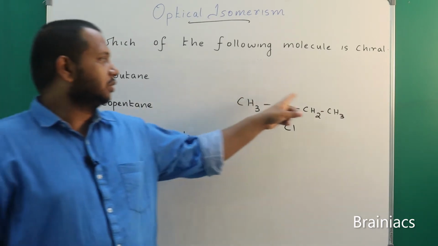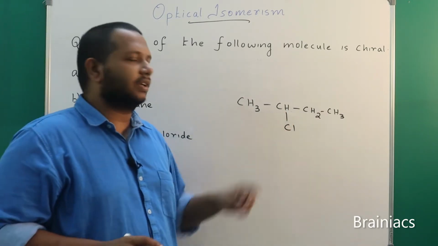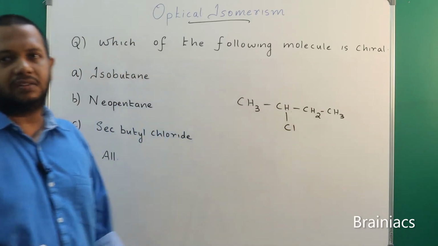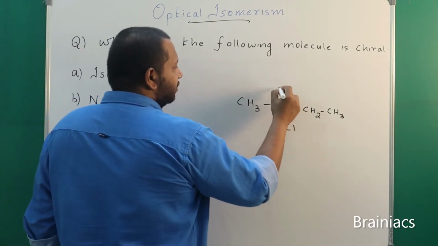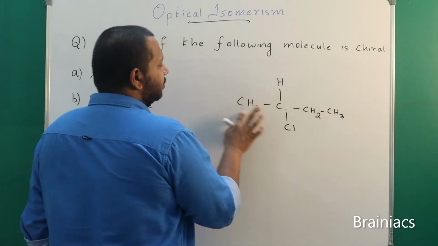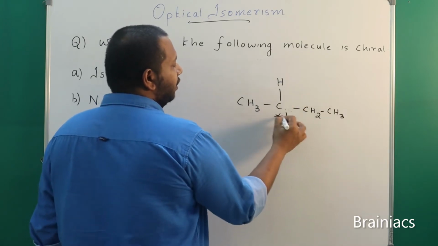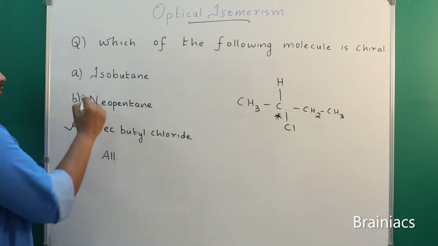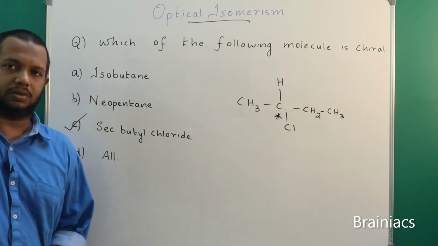So 1, 2, 3, 4. One H is replaced, so it becomes butyl at the second position. It is secondary butyl chloride because the carbon is connected to 2 other carbon atoms. Now if you analyze this one, the hydrogen is coming here, so all 4 valencies are different, correct? You have CH3 here, an ethyl group here, chlorine here, and hydrogen here, all different. So this carbon is chiral. The answer for this question is secondary butyl chloride. Clear? Now we will go to the next question.